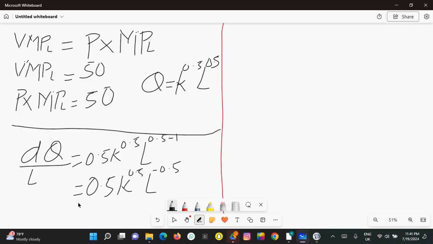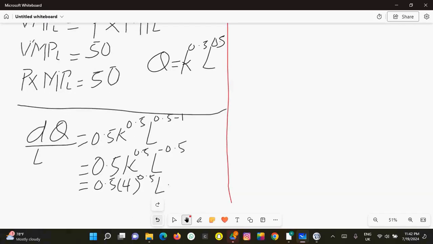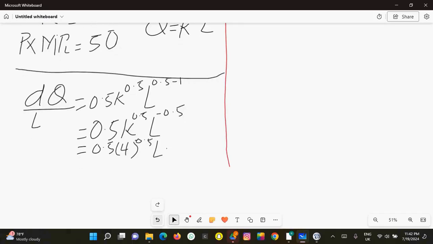So now if K is 4, then 0.5 times 4 raised to the power 0.5 L raised to the power negative 0.5.